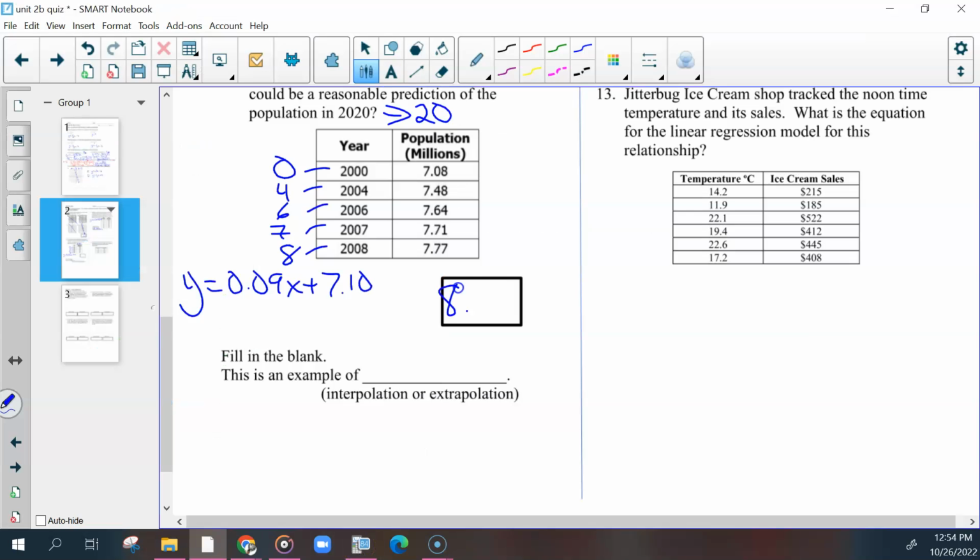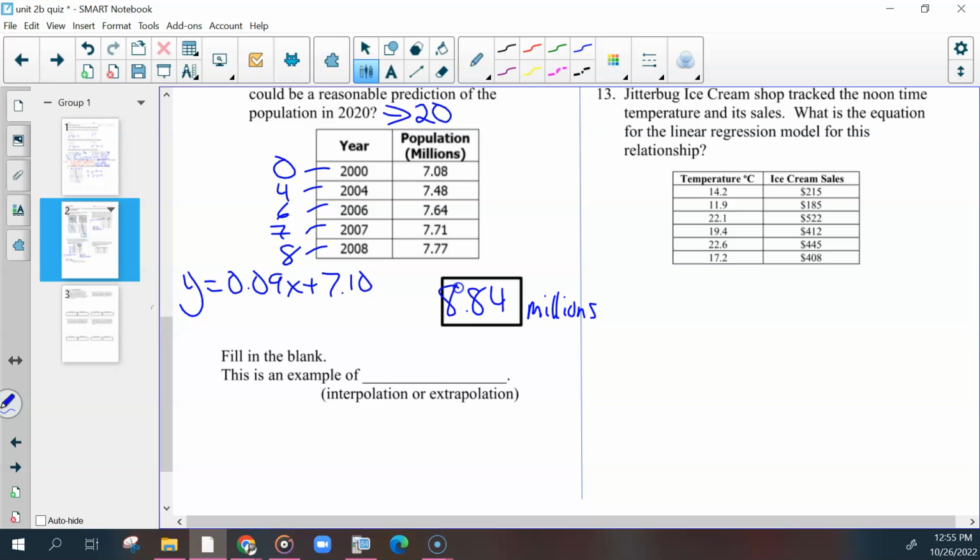What did you get for your line of best fit? This is rounded, but yes. Because when I did it, my B was 7.2. So I think I tried to, and then be specific.